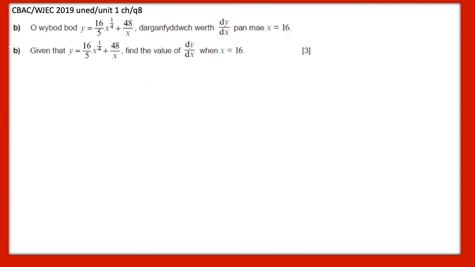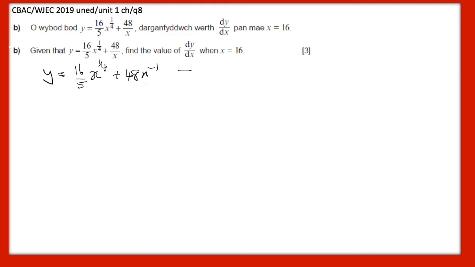Now this one's a straightforward application of Wallis's rule, and Wallis's rule is you multiply by the power and you bring the power down by 1, but that is when you have them expressed in the index form. So y equals 16 over 5 x to the 1/4 plus 48 x to the minus 1.